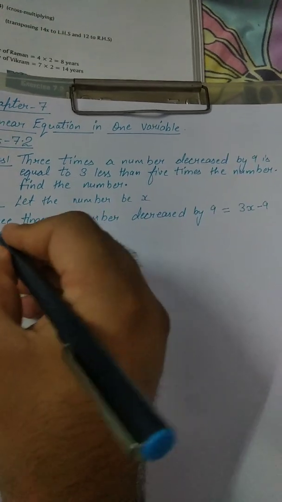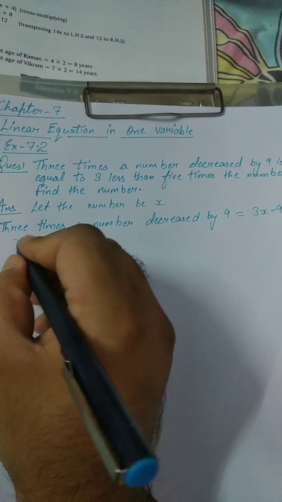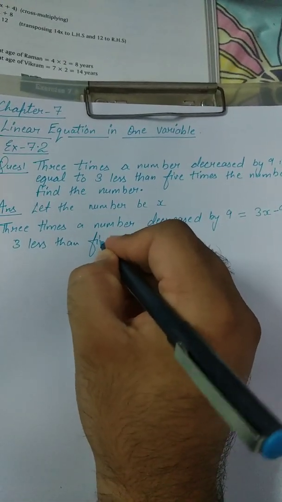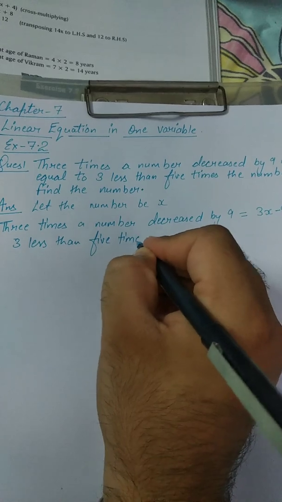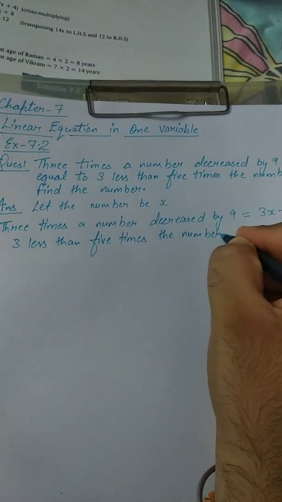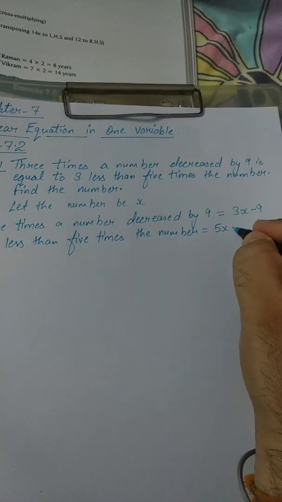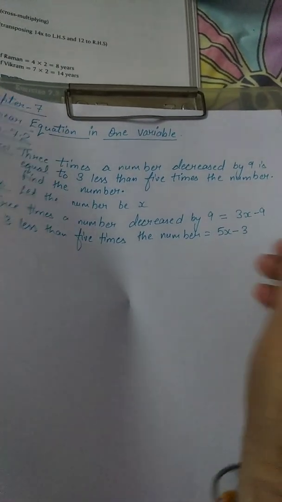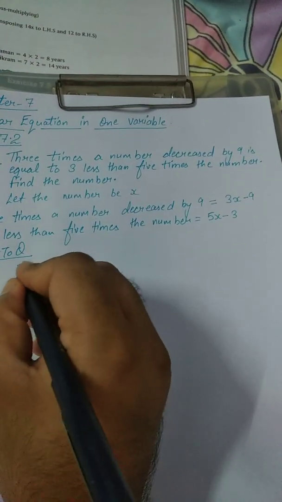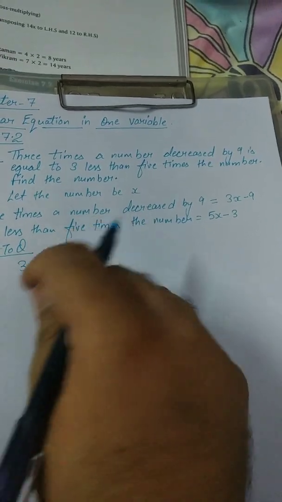Right? Now 3 less than 5 times the number. It is equivalent to, the 5 times the number is 5x and it is decreased by 3. 3 से decrease हो रहा है. Now according to the question, 3x minus 9 is equivalent to 5x minus 3.